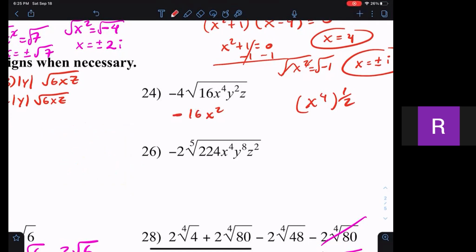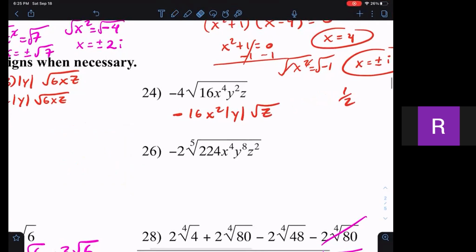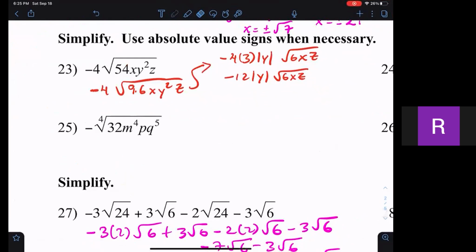And then, let's see, y comes out, but it's going to be y to the 1. I have to put the absolute value, and c is going to stay inside, right? So that's it. That's the answer. Double check. 24, maybe 16x squared, absolute value y. Yeah, that's correct. Next, this thing.